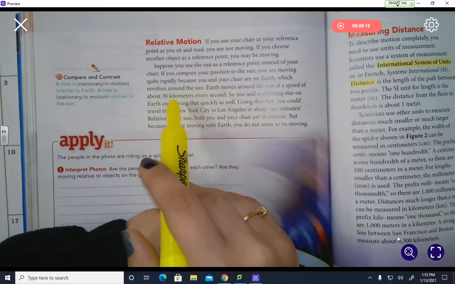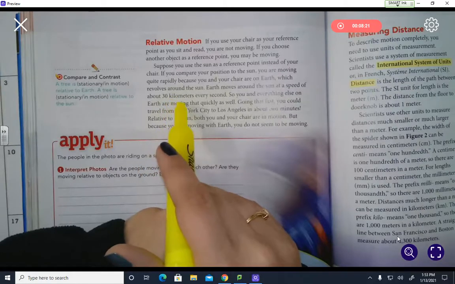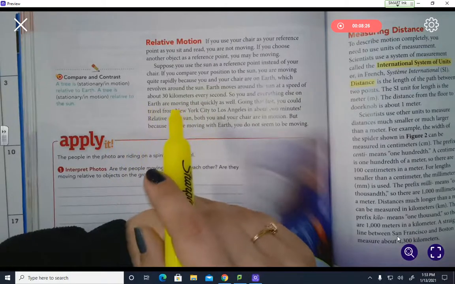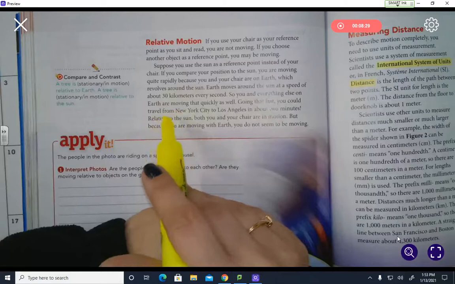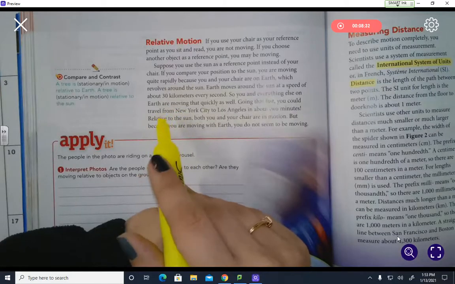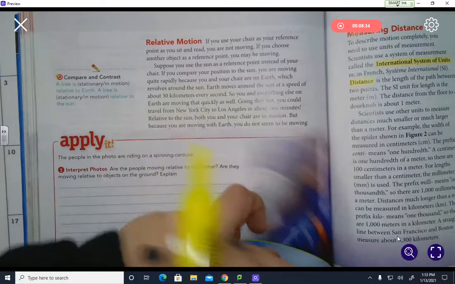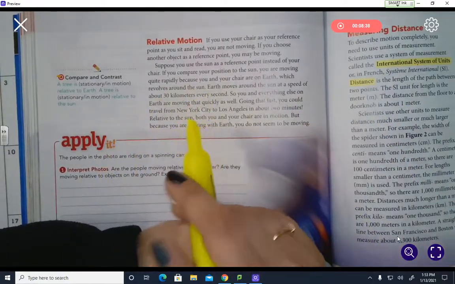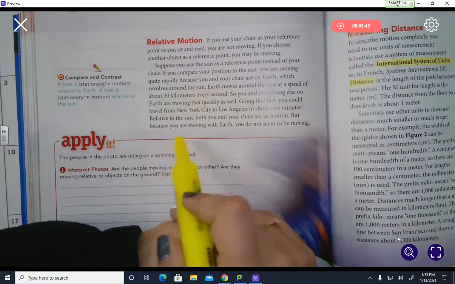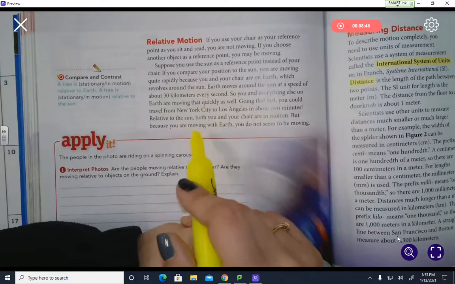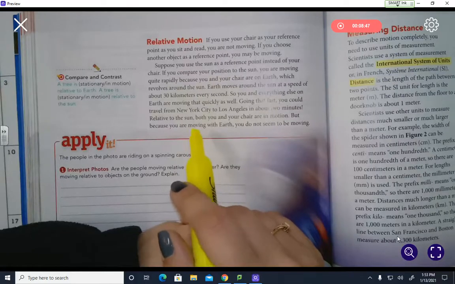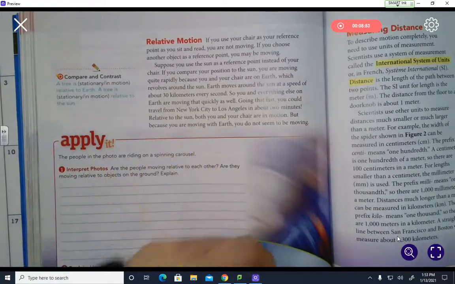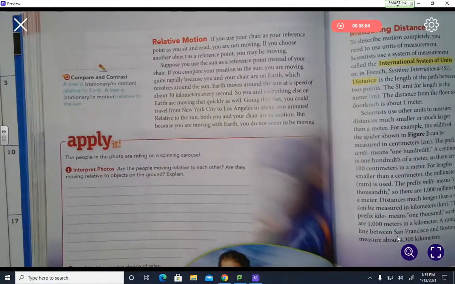Earth moves around the sun at a speed of about 30 kilometers every second. That's fast, just saying. So you and everything else on Earth are moving that quickly as well. Going that fast, you could travel from New York to Los Angeles in about 2 minutes. Relative to the sun, both you and the chair are in motion, but because you are moving with the Earth, you do not seem to be moving. Okay, so it all depends on what you choose for your reference point if you're in motion or not.